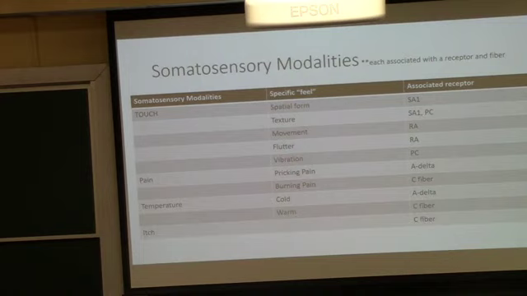And then he talks about the somatosensory modalities, and there are many of them, but the primary ones are touch, pain, temperature, and itch. And within those, there are subcategories. And the importance of knowing the subcategories is that there are different receptors and fibers associated with each modality, and that comes into play when he starts talking about the Pacinian corpuscles and the Merkel cells and things like that.